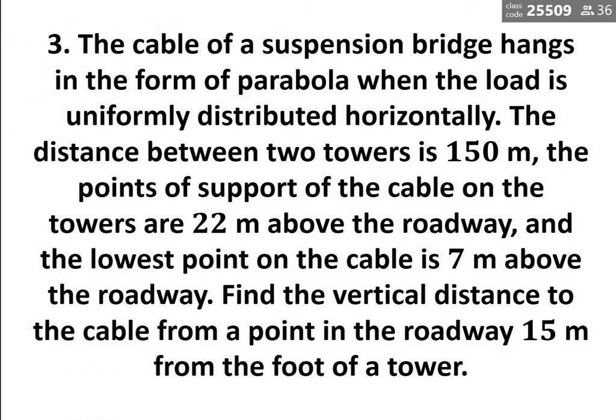And this one: a cable of a suspension bridge hangs in the form of a parabola when the load is uniformly distributed horizontally. The distance between two towers is 150 meters, the points of support of the cable on the towers are 22 meters above the roadway, and the lowest point on the cable is 7 meters above the roadway. Find the vertical distance of the cable from a point in the roadway 15 meters from the foot of the tower. This is the same as example number 2. You can do that. Again, follow the patterns and the procedures.